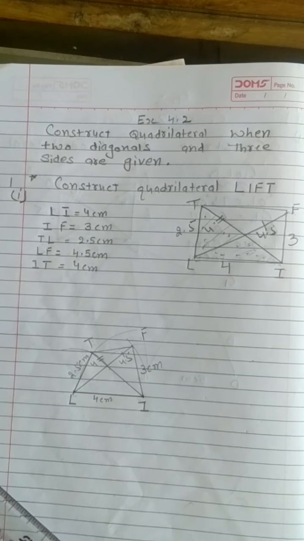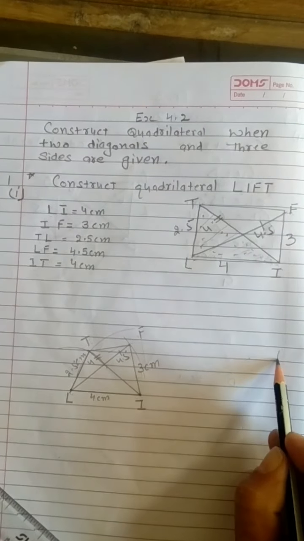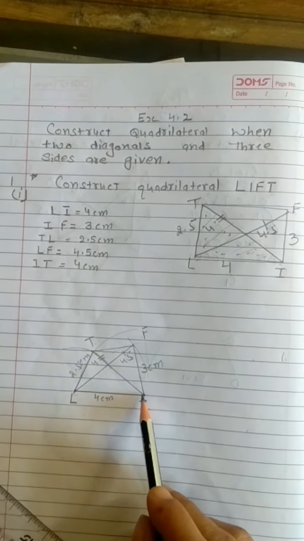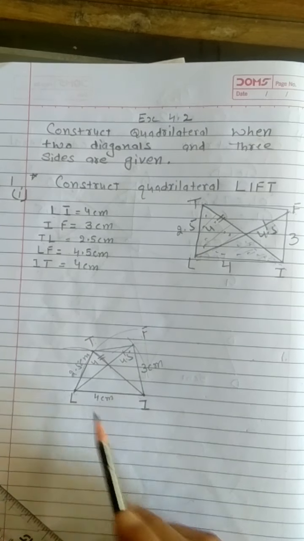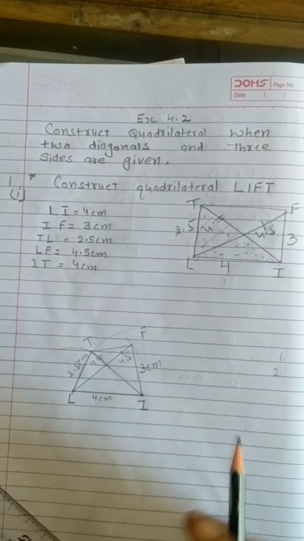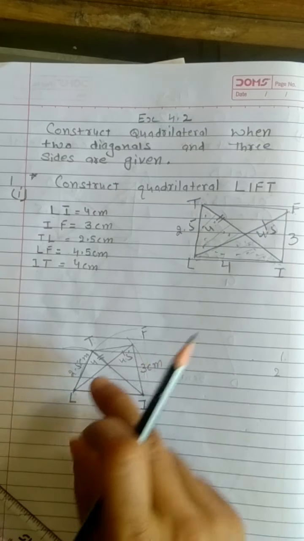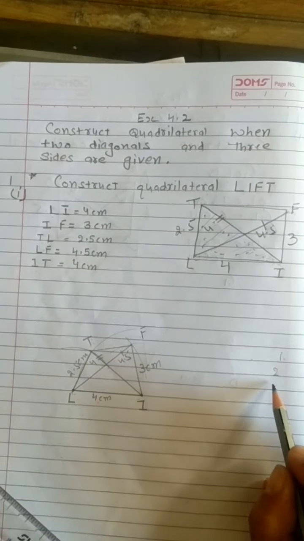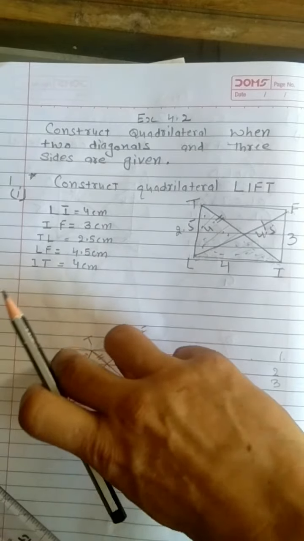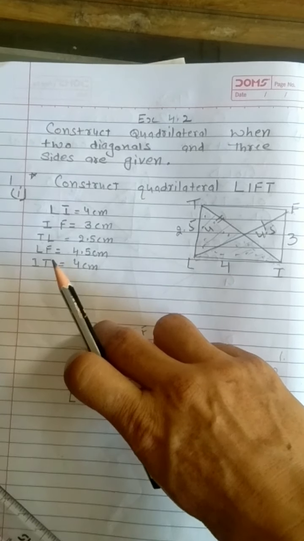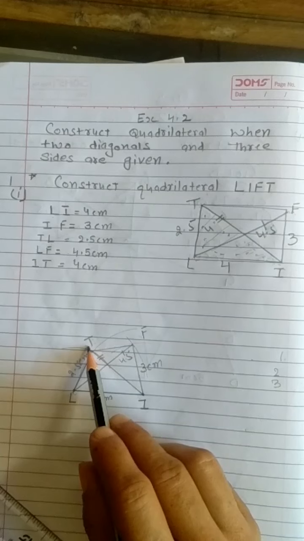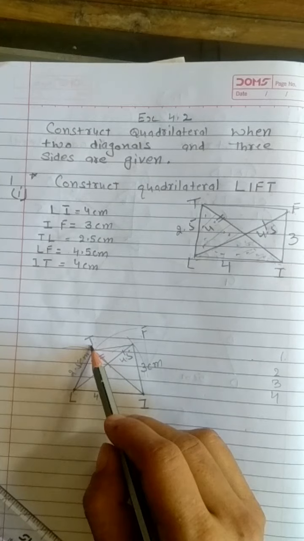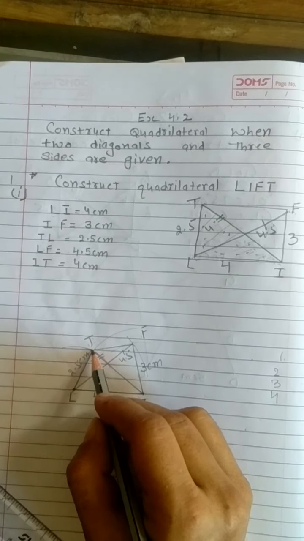And how can you write the steps of construction? Step 1, it's like a revision. Draw LI 4 centimeter. Step 2, with L as the center and radius 2.5 centimeter, draw an arc. Step 3, with I as the center and radius 4 centimeter, draw another arc which intersects the previous arc at point T. Step 4, join LT and join IT.